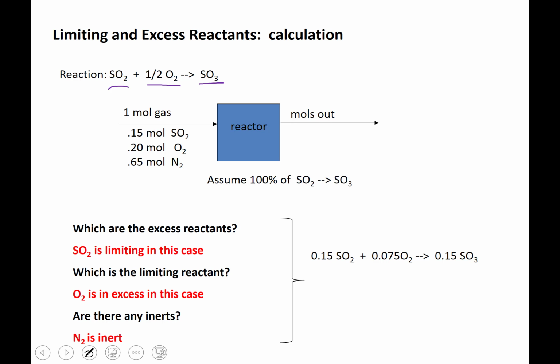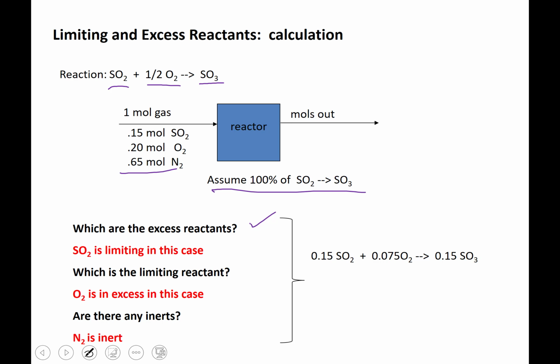So here's our composition of the gases going in, and the first thing to check is to make sure that this all adds up to 1. It should add up to 1. Oh, this is total moles, so never mind. Okay, so it does add up to 1. Okay, so assuming that we have 100% conversion of SO2 to SO3, we can look at the composition of the reactants and determine what are the excess reactants. And what we find is that the SO2 is limiting in this case, meaning that if all the SO2 is converted, we will have no more SO2 present in the product.